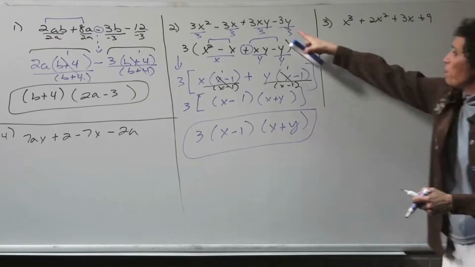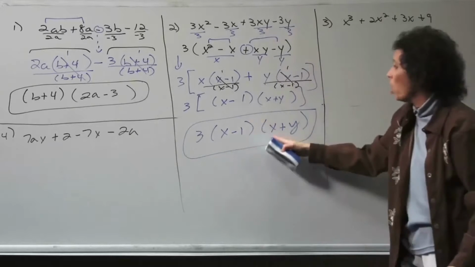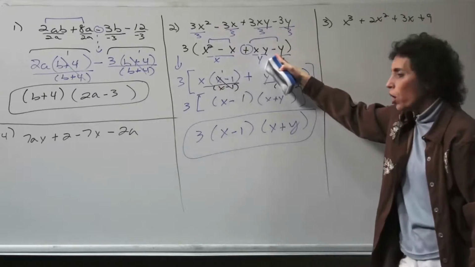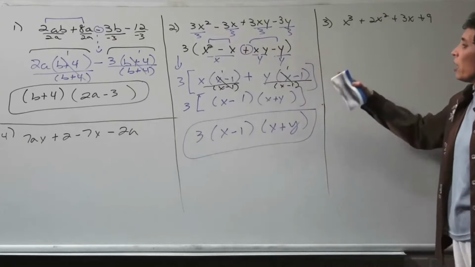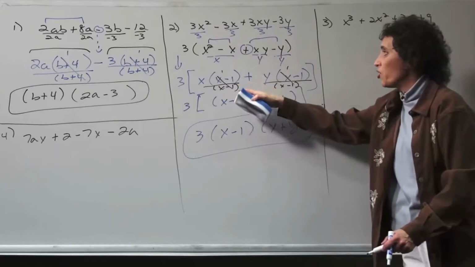Remember the goal, to get back to that. Without the 3, we're never going to get back to that, because this times this will get me to x squared minus x plus xy minus y, but I need the 3 to get me back to the beginning. So that's your GCF. Those are your factors. There's 3 of them. That's how you do it by the GCF method.